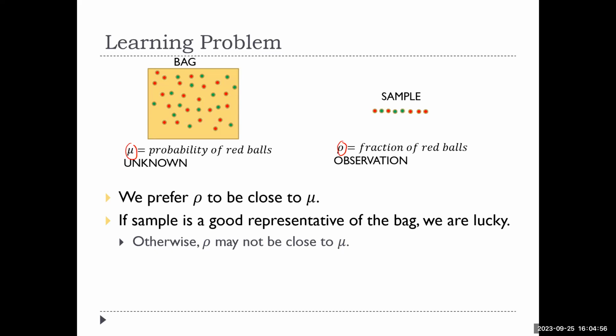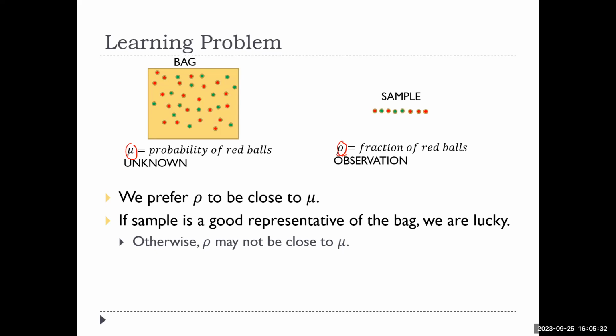I don't know. I am not counting them. I just pick 10 of them and I try to make a decision. So what I want, ideally, is this rho to be close to mu. That's ideal. If I pick 10 and look at my rho, the fraction of red balls, and it is the same as mu, the real fraction, then that's a good representation of the sample with respect to the original data set. That's what I am trying to do.